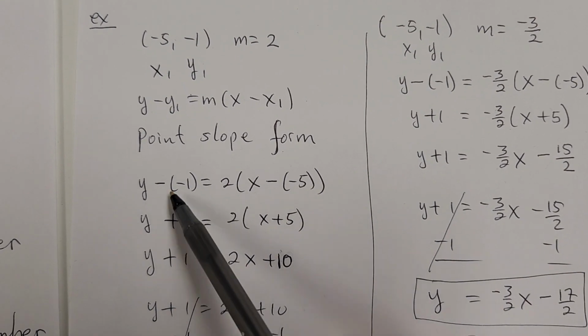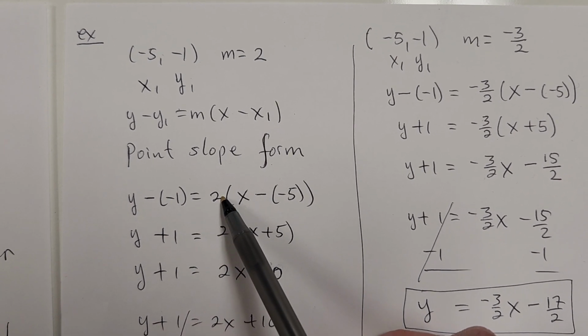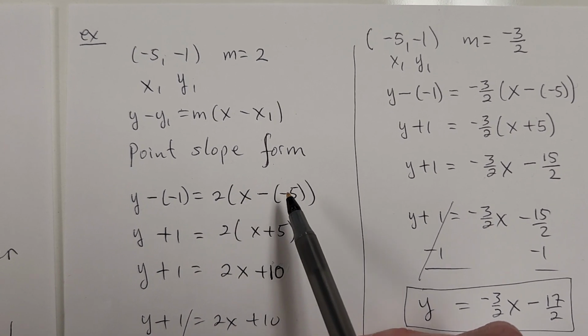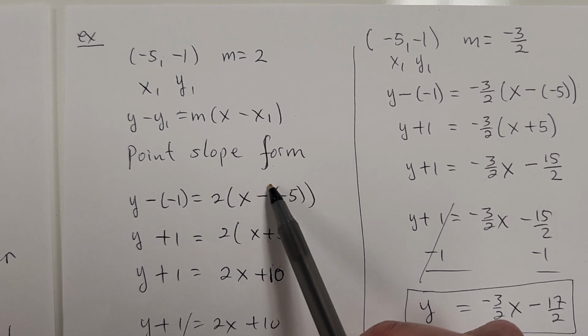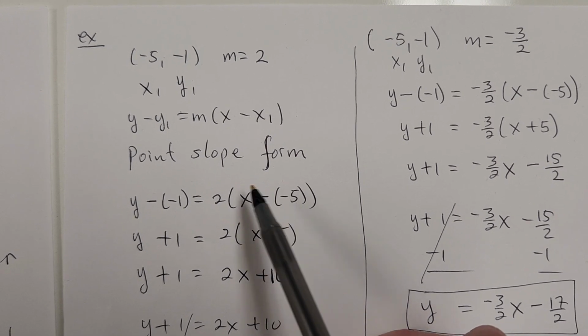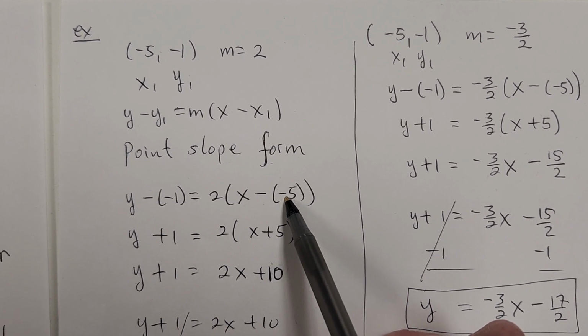So one more time, this is y, y1 is -1, m is 2, x, and then minus x1, which is -5. If there are two negatives, put in parentheses.